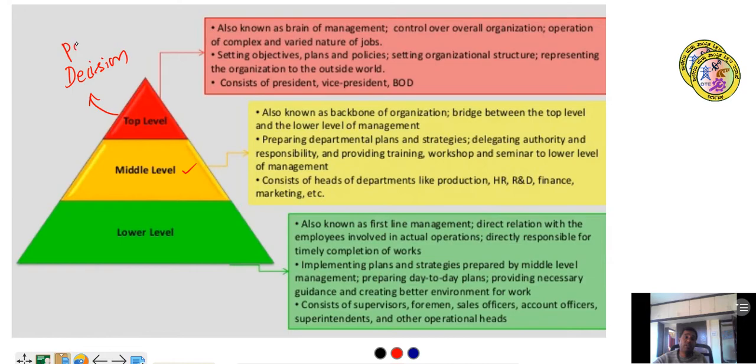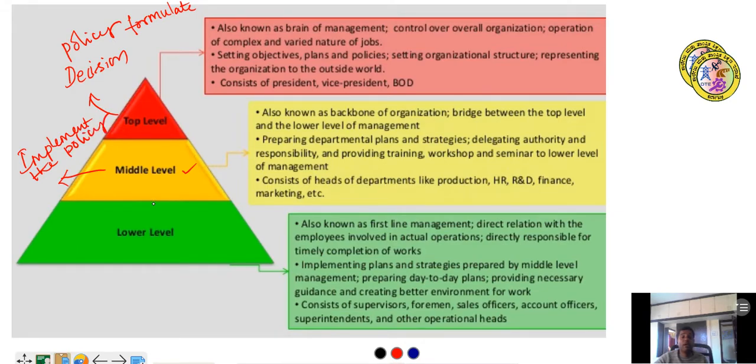Policy formulation makers. Policy formulation is different, and policy implementation is different. Middle level people implement the policies. They are going to implement the policy. And top level, they are going to formulate the policy. Top level formulates the policy, and middle level people implement the policy.